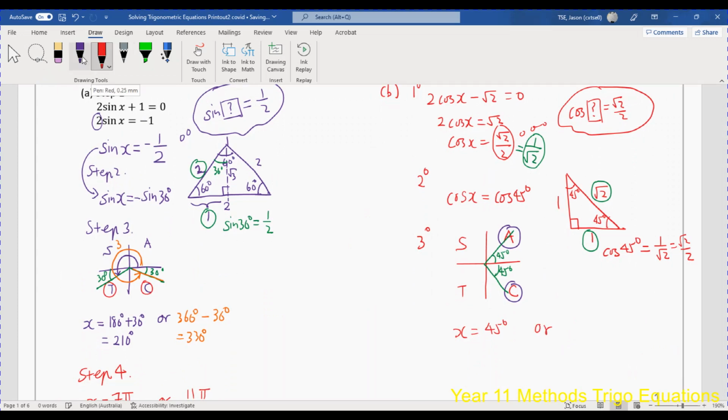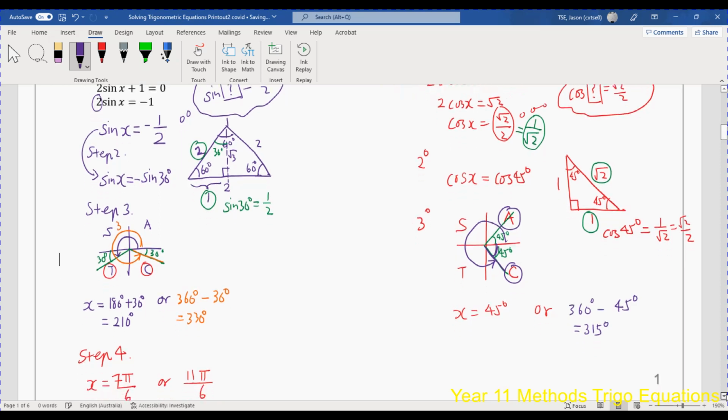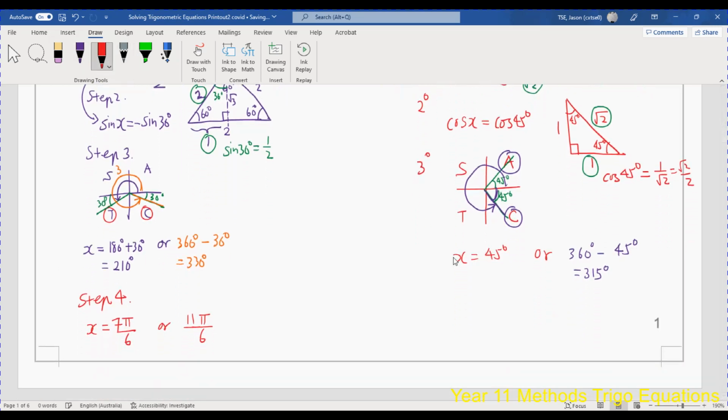In the fourth quadrant, let me try to draw it. For the fourth quadrant for this one, we need to rotate from here to here. So it's 45 degree to 360, right? So for that one, I'm going to use 360 degree minus 45 degree. And this one actually equals 315 degree. A little bit math computation you need to do.